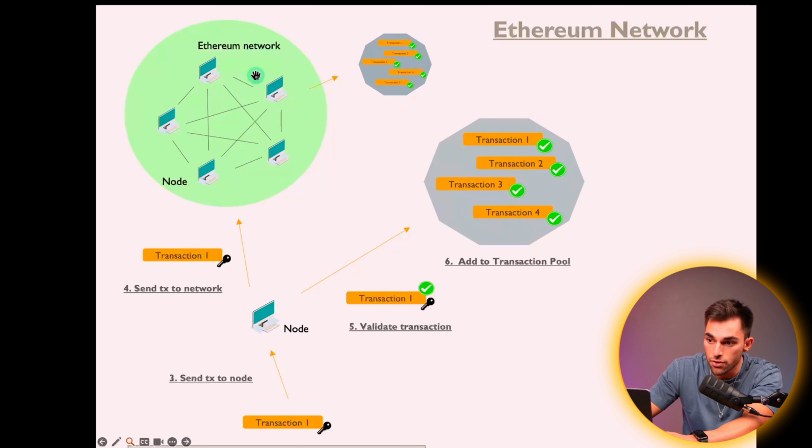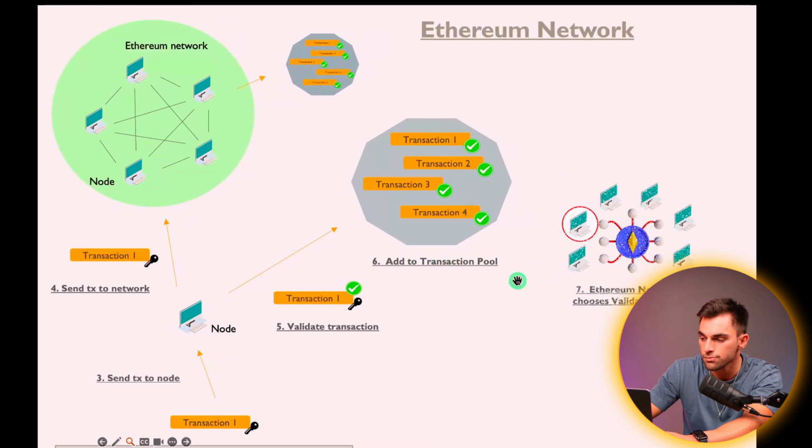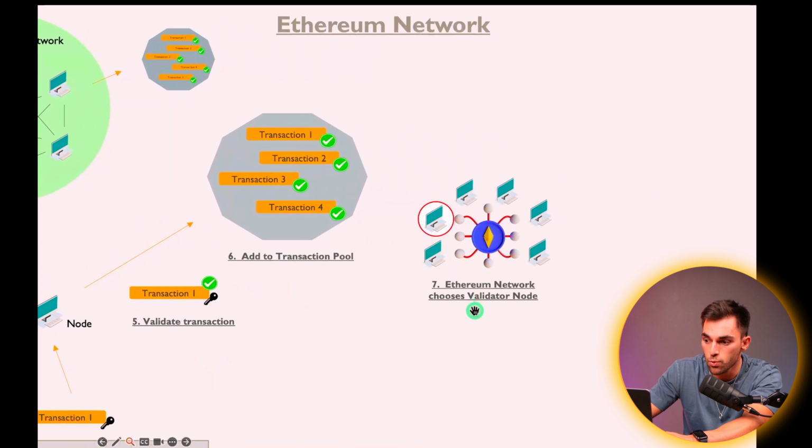Now, every single node in the Ethereum network will do the same process of receiving a transaction, validating a transaction, and then adding it to the transaction pool. Next, the Ethereum network will choose a validator node. So with proof of stake, the Ethereum network chooses a node that will be responsible for creating the next block. So the transaction pool is just a pool of valid transactions that each node has, but none of this has been added to the blockchain yet.